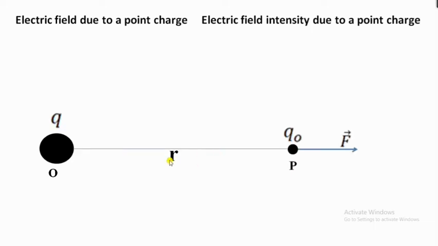R is the distance between them, and let F be the force on Q naught due to Q, and the direction of force is towards the right. And electric field is also towards the right. We already know the direction of force and electric field is the same, so for clarity I'm giving the direction of electric field also. We want to find the electric field at this point P.